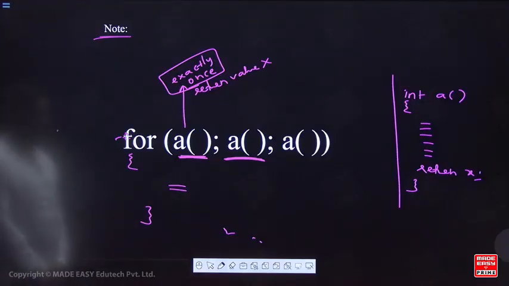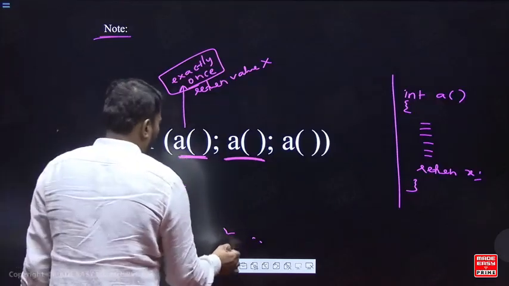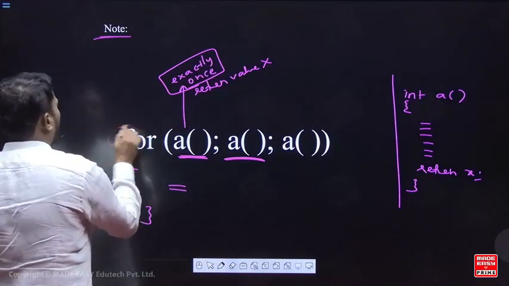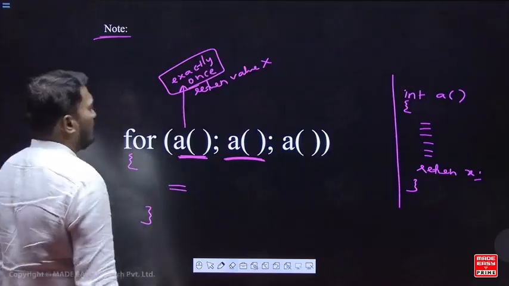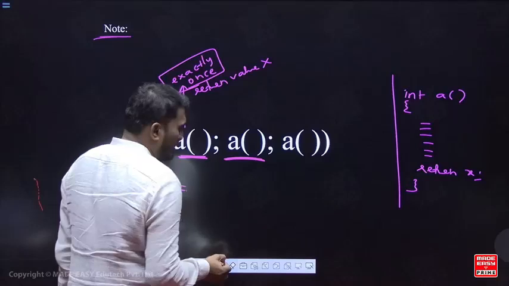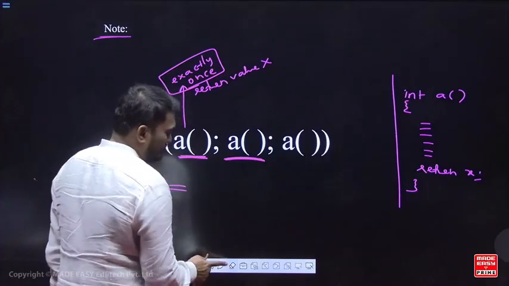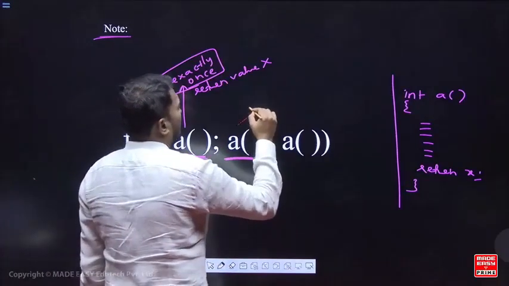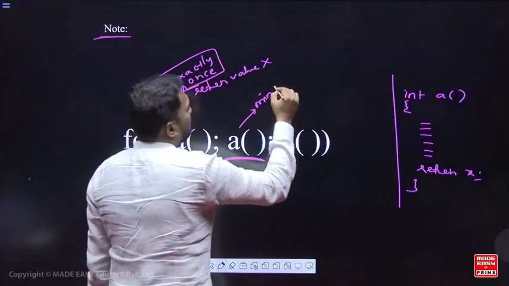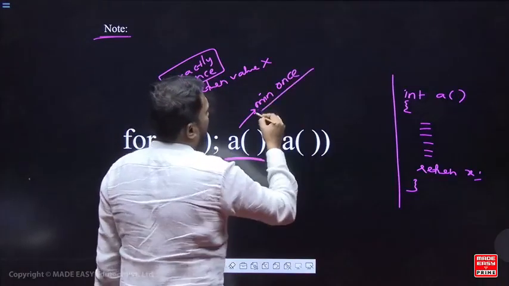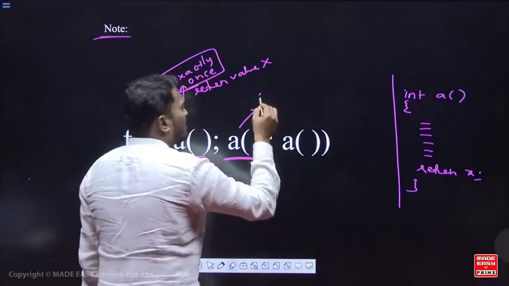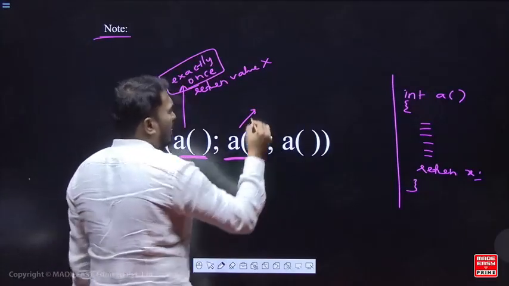One time or zero times, minimum how many times will it execute? This will execute minimum once, is that clear? Minimum only once. Why? Because if the condition is false the first time, it will not execute again.